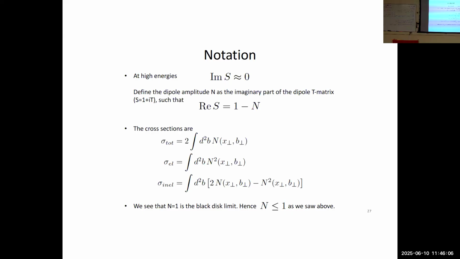I tried drawing some of the diagrams on the far right. This is just one diagram. You can have a diagram the other way. You can have a quark emitted this way. The point is all these diagrams where the gluon goes through the shock wave split the original dipole into two dipoles. So I'm going to summarize it like this.